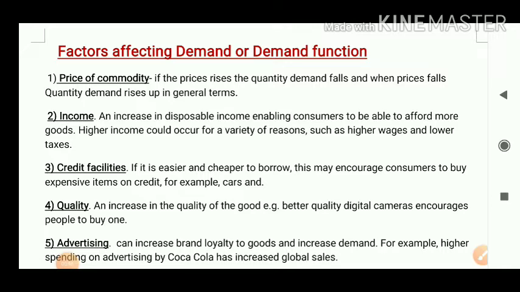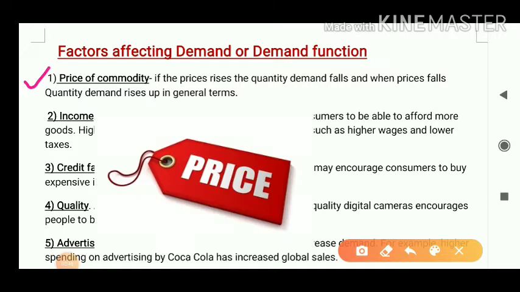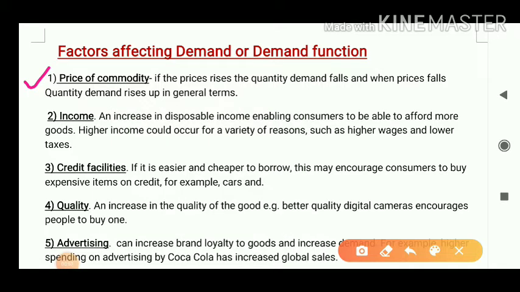Fine. So first, as you can see on the screen, is the price of a commodity. What is the general relationship between price and quantity demanded, and how does it affect demand in the market? If the price rises, the quantity demanded falls, and when the price falls, the quantity demanded rises. This is in general terms, when we don't talk about its exceptions.